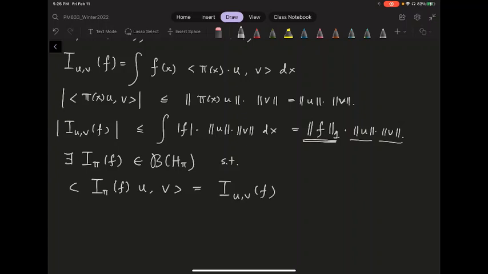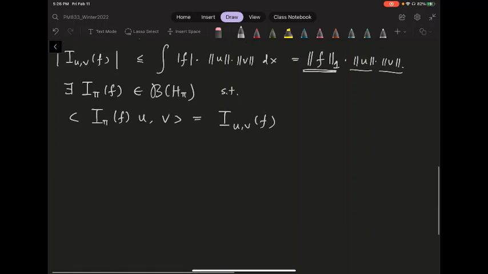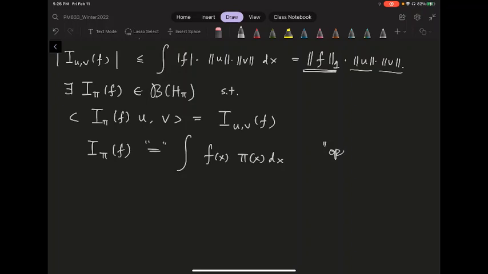Okay, so what this really looks like is the integral of your pi of x by this f of x. Sometimes we write this I pi of f as the integral of f of x pi x dx. One way of thinking is that it looks like an operator valued integral. Here the only thing is that this pi x is an operator inside B of H pi, but everything else is integrable, and you can just define it this way, okay?